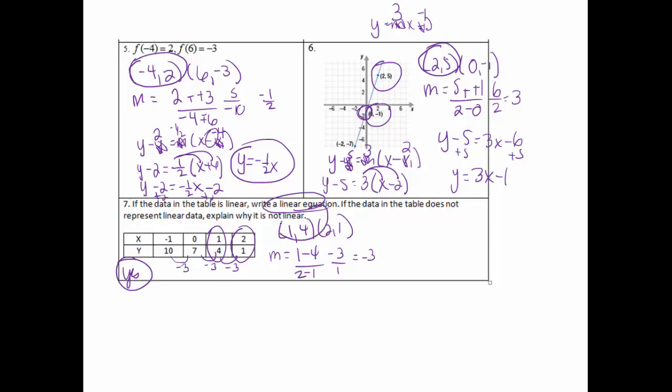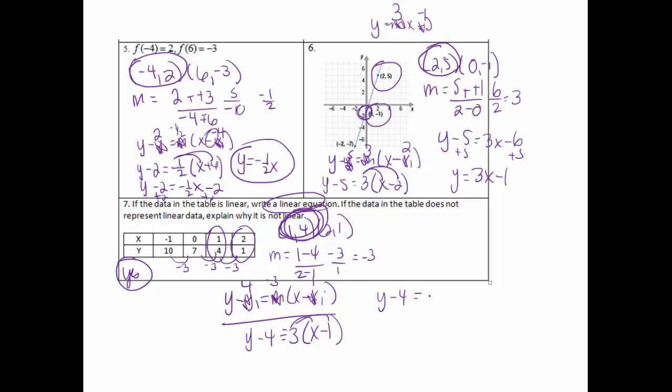And then from here, I believe I'll pick the point (1, 4). So y minus y1 equals m times x minus x1. Whoop, I don't know why I underlined it. Let's see, y is 4, m is -3, x is 1. So now I'm going to have y minus 4 equals -3 times x minus 1. I'm going to distribute to get rid of my parentheses. So I'll have y minus 4 equals -3x, and -3 times -1 is a +3. And then I'll add 4 to both sides. So I'll get y equals -3x plus 7.